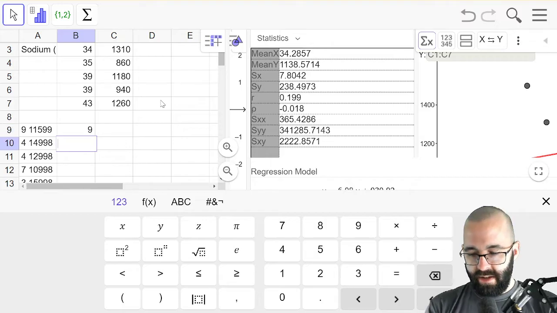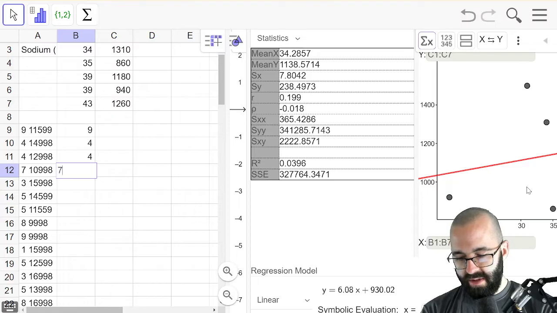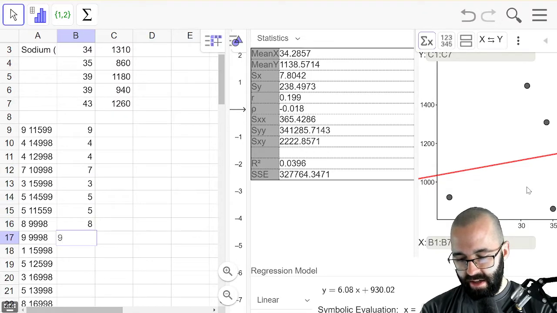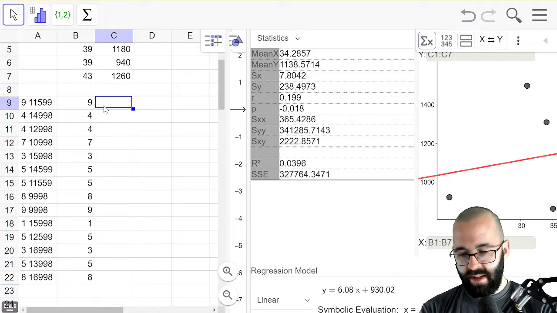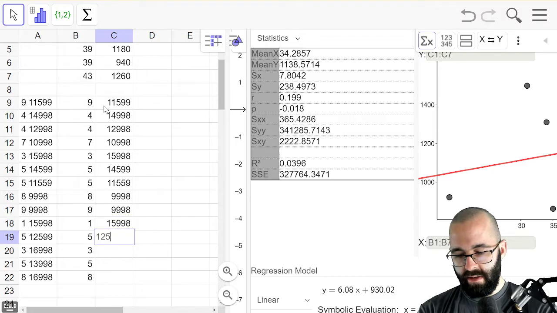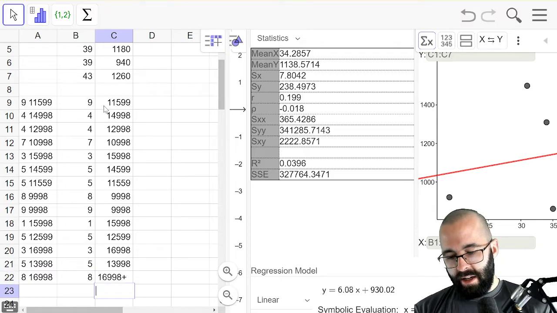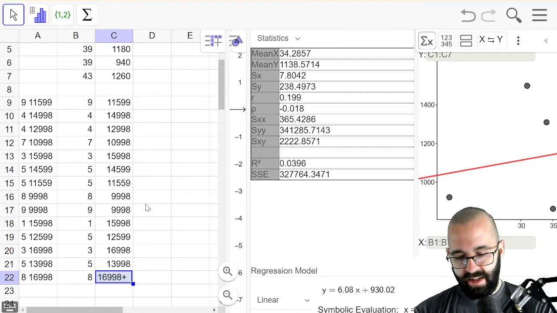So 9, 4, 4, 7, 3, 5, 5, 8, 9, 1, 5, 3, 5, 8. Next to that, the prices, 16998.